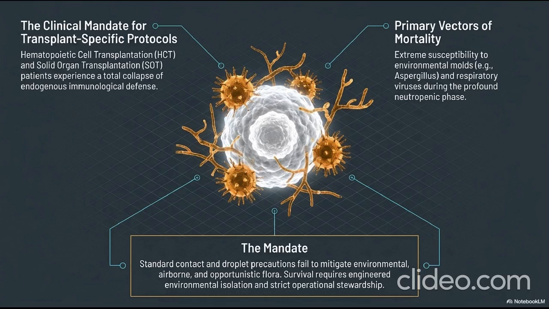Recipients experience a total collapse of endogenous defenses, creating extreme susceptibility to environmental molds like Aspergillus and respiratory viruses during profound neutropenia. Because standard contact and droplet precautions fail to mitigate these airborne threats, survival requires engineered environmental isolation.